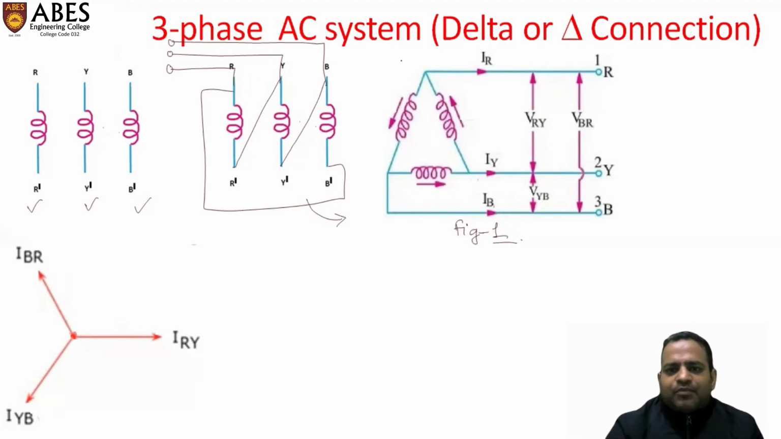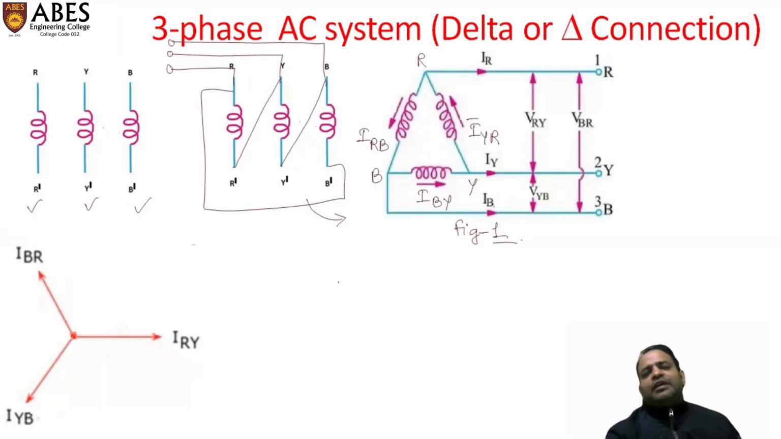So here this is the R point, this is our Y point, and this is our B point. This is our IYR current, this is our IBY current, and this is our IRB current. So we have to find out the relationship between line and phase voltages and line and phase currents. But before finding the relationship, we can understand where the line voltages and phase voltages are.